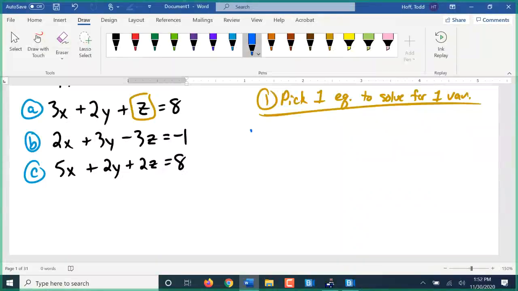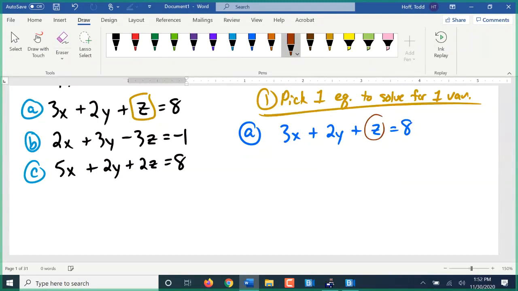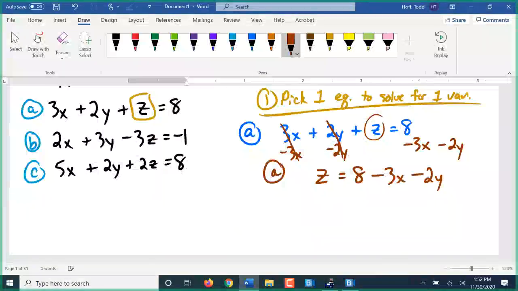So equation A, we're going to solve for z. So I've got 3x plus 2y plus z equals 8. Now, once again, I'm going to take some kind of a shortcut here. I'm going to do 2 steps at once. I'm solving for z, so I'm going to subtract 3x from both sides. That would cancel out the 3x. I'm also going to subtract 2y from both sides. That'll cancel out the 2y. So what I'm left with here is z equals 8 minus 3x minus 2y. That's my new equation A after I solve for z.